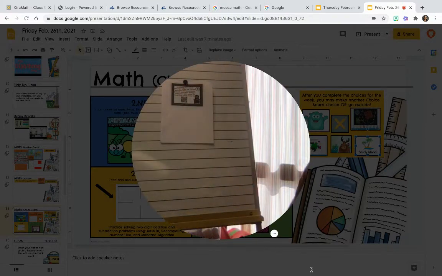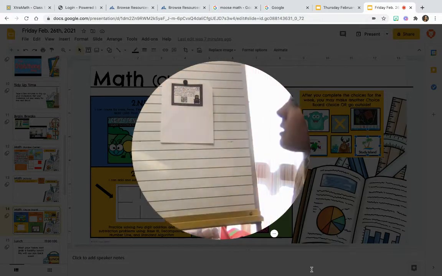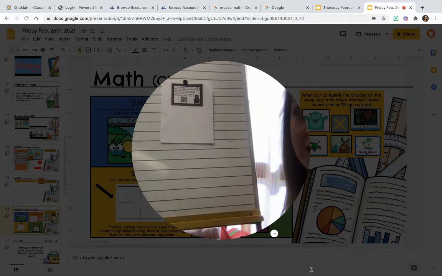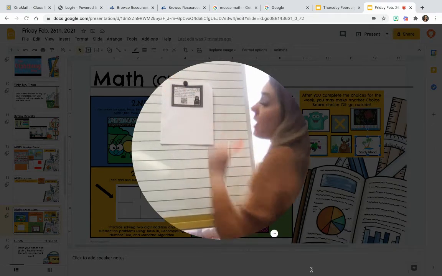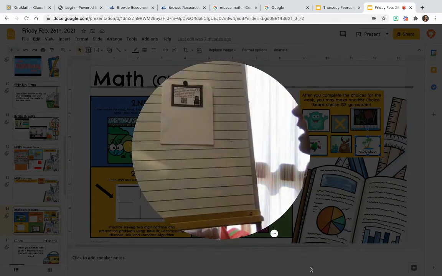Her sister Kara has more socks than she does. Together, they have 49 pairs. So that number 49 is also important, so I'm going to underline it. How many pairs of socks does Kara have?